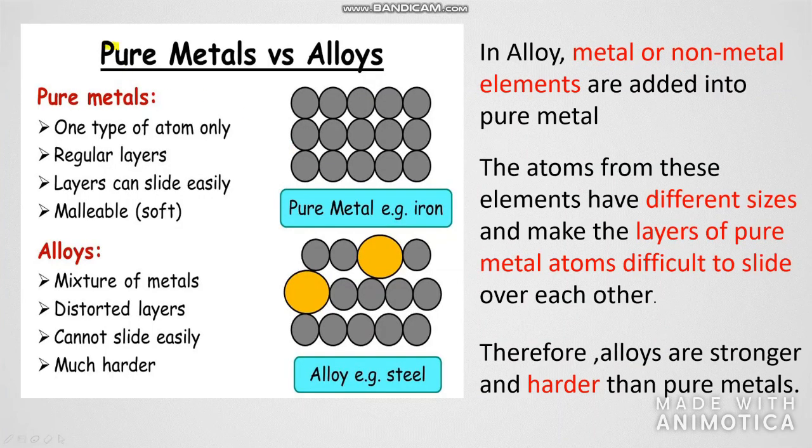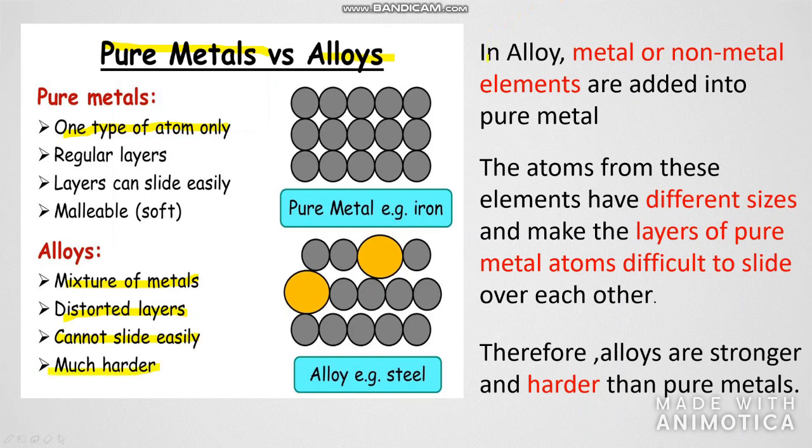So you may look here, pure metal and alloy. Pure metal consists of one type of atom only, whereas for alloy it is a mixture of metal. Okay, dalam alloy ini ada presence of foreign atom, di mana size atom itu boleh lebih besar ataupun lebih kecil. Presence of foreign atom ini dia akan disrupt the arrangement of atom in the pure metal. So the layer of pure metal atom difficult to slide over each other. Therefore, it is harder and stronger. You see, it will distort the layer of pure metal atom, so it cannot slide easily. That's why it is much harder.